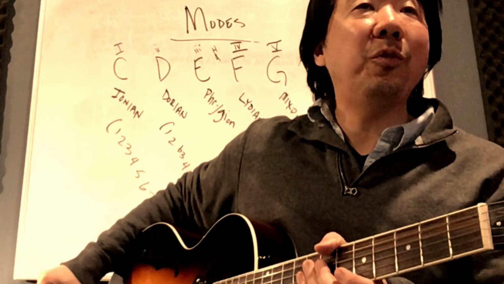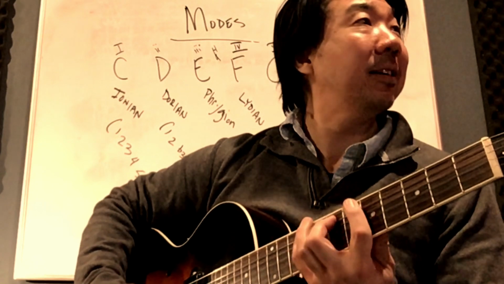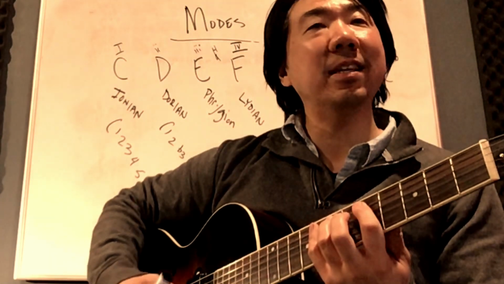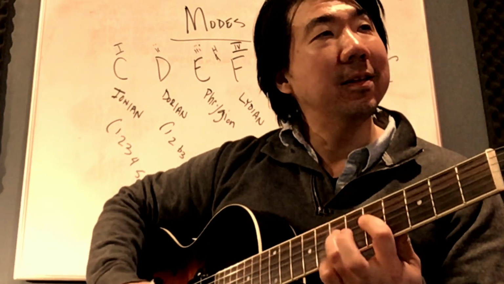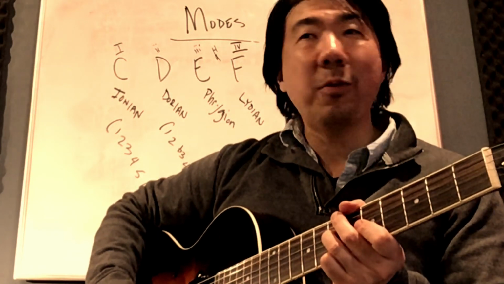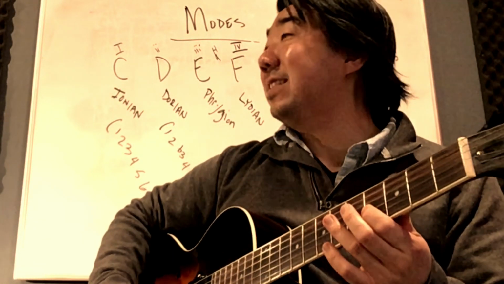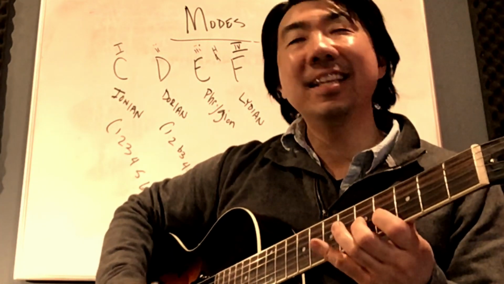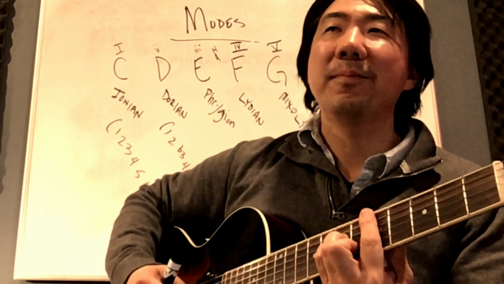So if I said 1, 2, 3, that's major, but 1, 2, flat 3 is this. So 1, 2, flat 3, 4, 5. 1, 2, flat 3, 4, 5, 6, flat 7, 8. And that's Dorian.